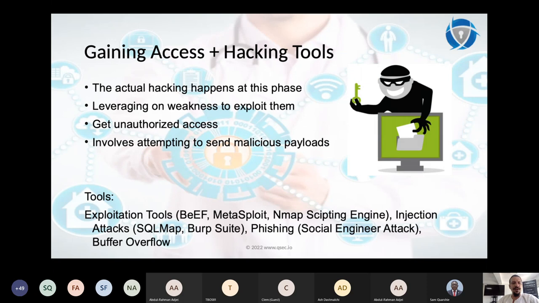Now, once you scan, you find a vulnerable port. Now the idea is you have to gain access. So you find a vulnerable open server, which is running some file server, let's say. Now, this is actually where the actual hack happens. So you gain access to those files.